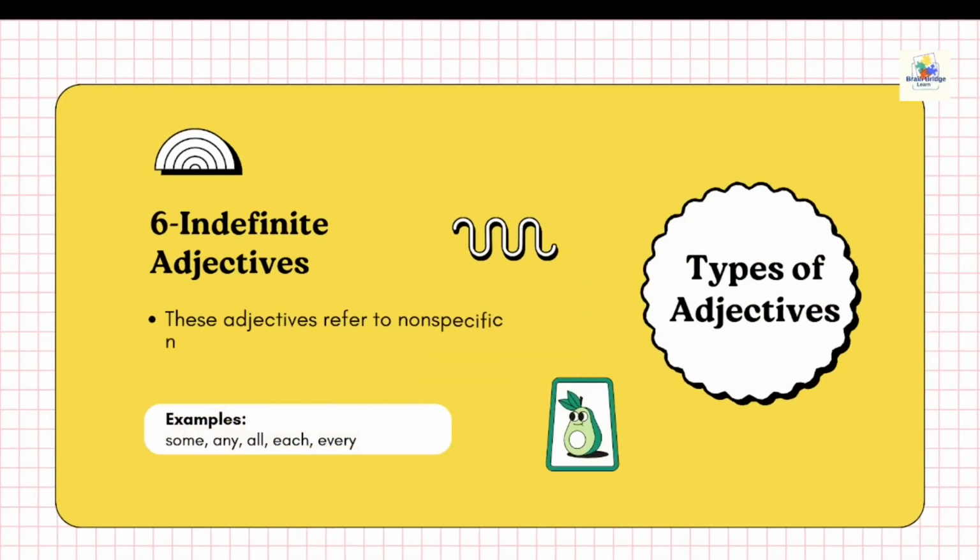Let's move on to indefinite adjectives. These adjectives refer to non-specific nouns, suggesting an unspecified quantity or identity. Examples are some, any, all, each, every. So here it is telling that these adjectives refer to something non-specific, suggesting unspecified quantity or identity. Like there are some apples. How many apples are there? It is not mentioned how many apples there are.